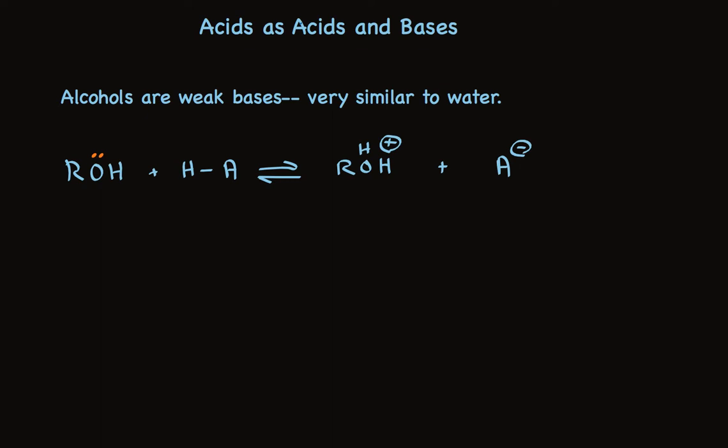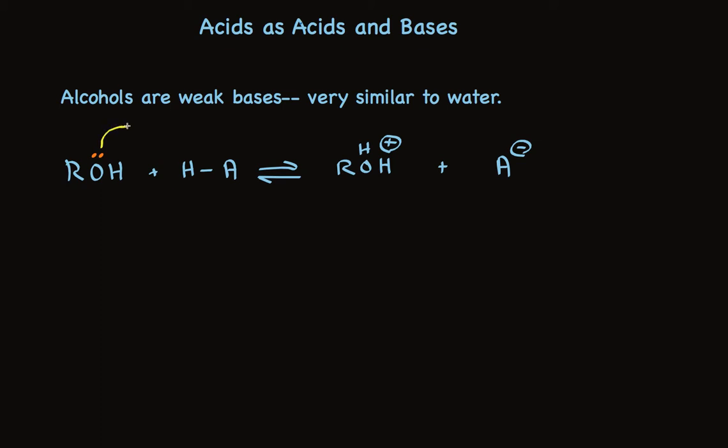Alcohols also act as bases, but they are weak bases. Actually, they're very similar to water in basicity, just like they're similar to water in acidity. So, weak acids don't protonate alcohols to any significant extent. It takes a strong acid. We can follow that proton transfer using our arrow pushing.